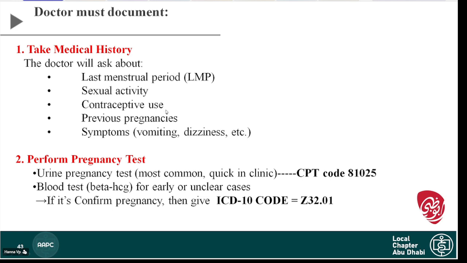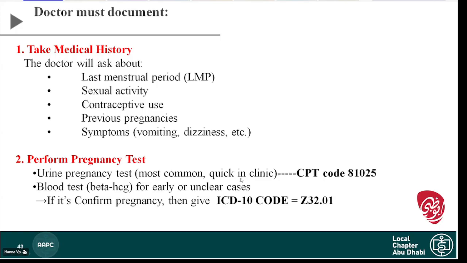Okay, and after that they will confirm whether the patient did any kind of pregnancy test or not. Maybe the patient did a pregnancy test at home, like a urine pregnancy test. That's why they came to the hospital, because it's showing positive. Anyway, the second step is to perform the pregnancy test. Maybe the doctor will order a urine pregnancy test. This is the most common. You will get a quick result with this.